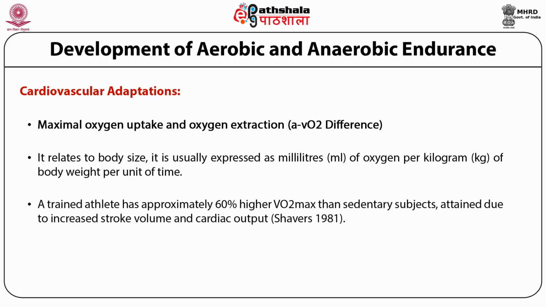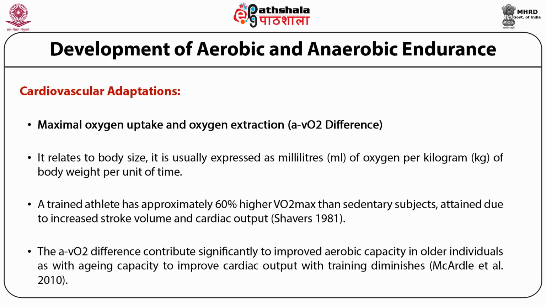A trained athlete has approximately 60% higher VO2 max than a sedentary subject, attained through increased stroke volume and cardiac output. Further, aerobic training increases the quantity of oxygen extracted from the circulating blood, which can be measured as arteriovenous oxygen difference. Besides increased cardiac output, the enhanced capacity of trained muscle fibers to extract oxygen supplements the cardiorespiratory endurance. Improvement in aerobic capacity is smaller in older individuals, as with aging the capacity to improve cardiac output with training diminishes.